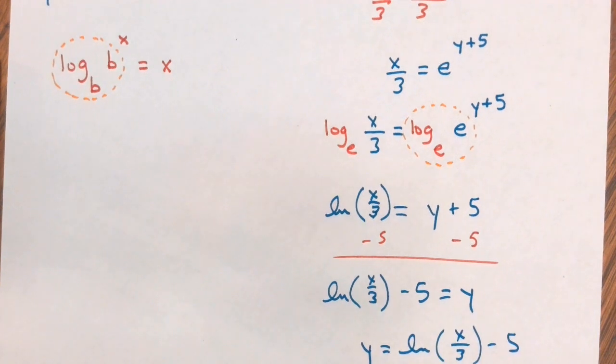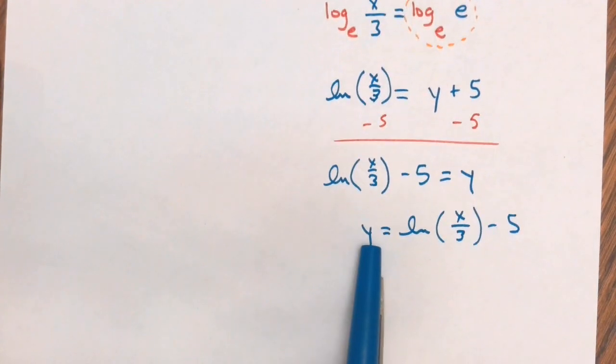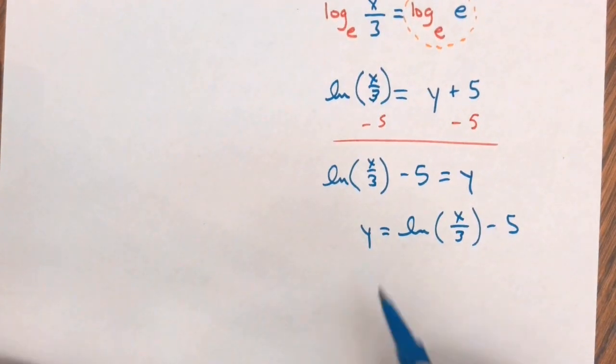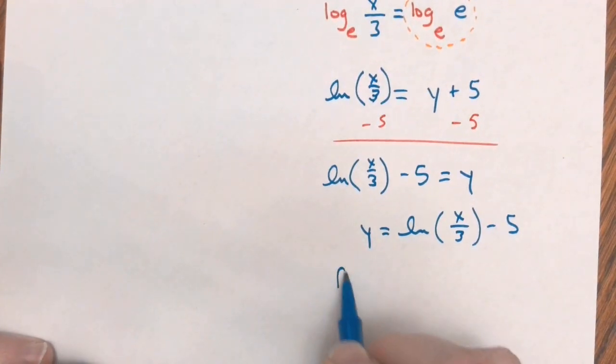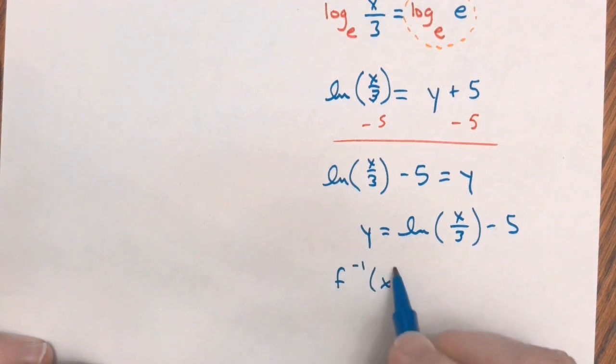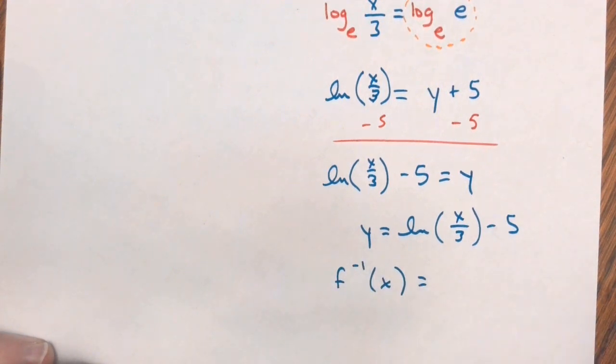We do have some special notation for the inverse, the y that's there. The original function was function f, so I'm going to use that name again, and the inverse can be written that way.